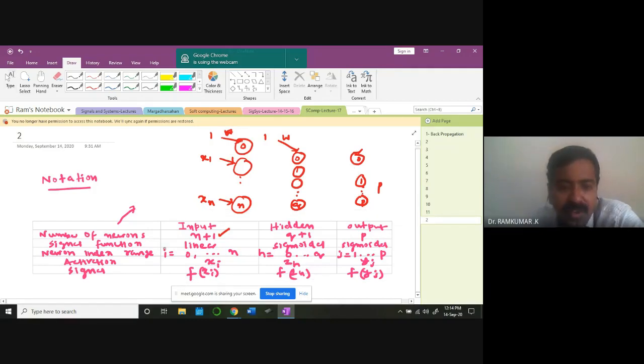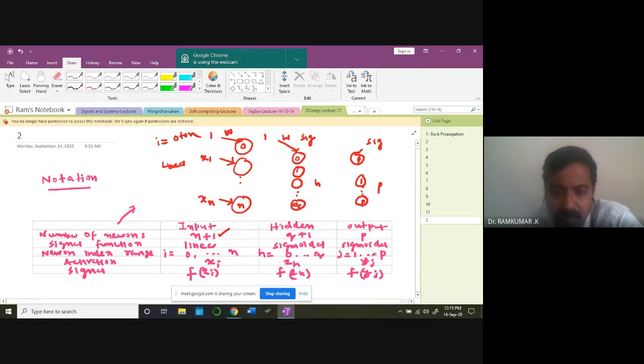Then the signal functions: in the input layer we have linear functions, in the hidden layer we have sigmoidal functions, and in the output layer also we have sigmoidal functions. Totally you have Q plus 1 neurons in the hidden layer, N plus 1 in the input layer, and P neurons in the output layer. The neuron index range varies: i is from 0 to N in the input layer, h in the hidden layer is 0 to Q, and j is 1 to P for the jth neuron. The only difference is the output index goes from 1 to P.